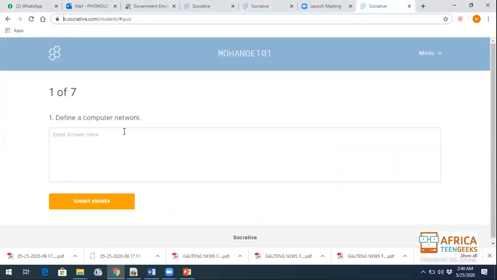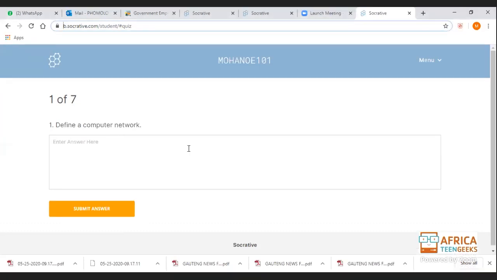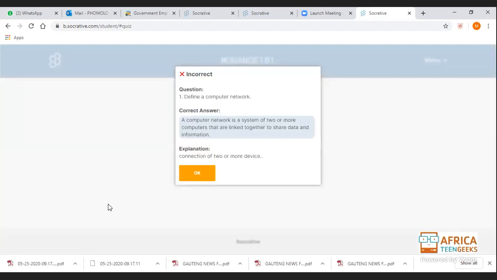This is what you'll see, guys. This is question 1: Define computer network. You fill that in, then you submit. Let me just say, connection of computers. Then I submit. If you've got it wrong, it's going to tell you incorrect. The correct answer: a computer network is a system of 2 or more computers that are linked together to share data and information. That's what you'll see.